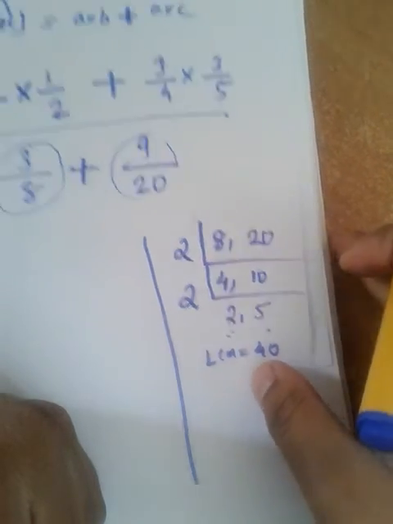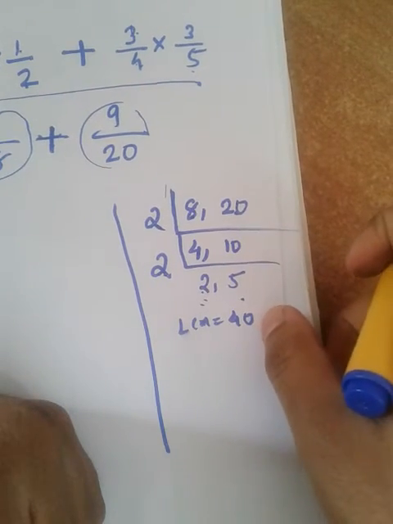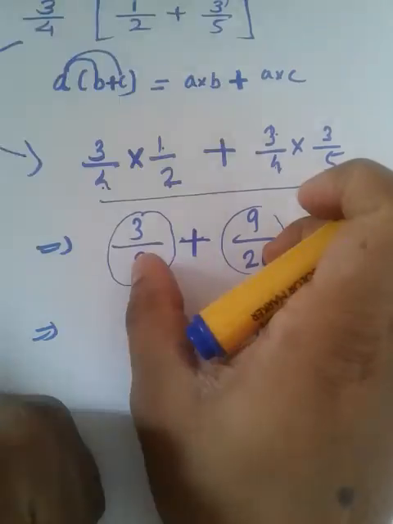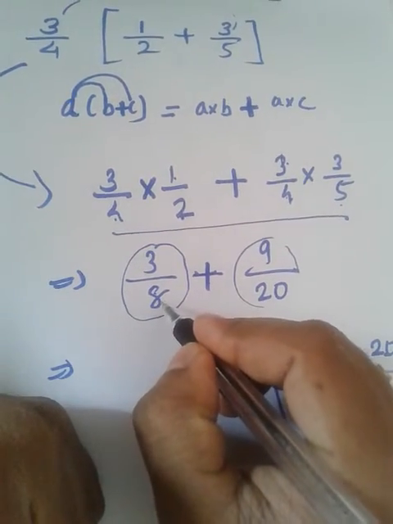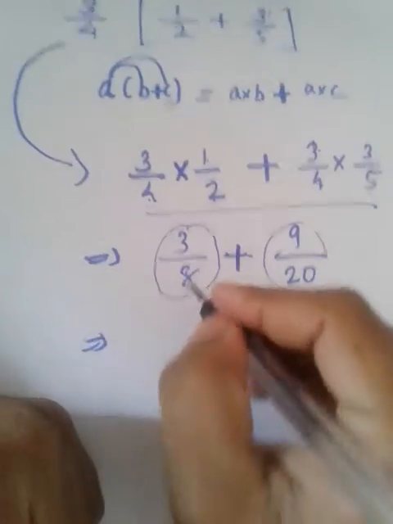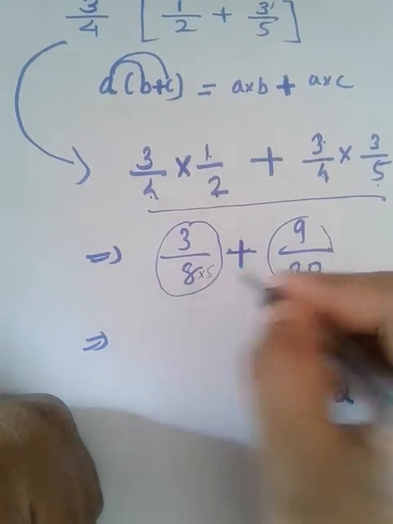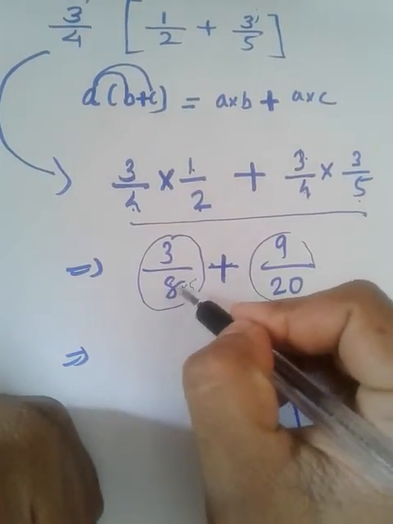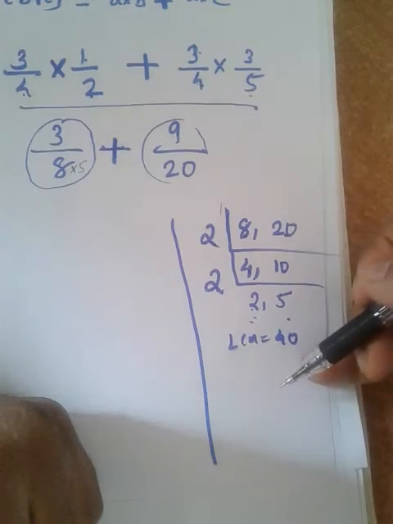It indirectly says that we should make the denominator 40. So I'm going to make the denominator 40. By which number should I multiply 8 to make the number 40? I should multiply 8 with 5. Why? Because 8 into 5 is 40. I should make both denominators 40. In order to make the denominator 40, we should multiply with some number. So in order to make 8 as 40, 8 into what is 40? We should multiply with 5. Then only we will get the denominator as 40.